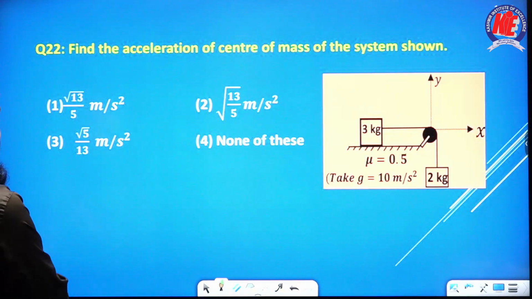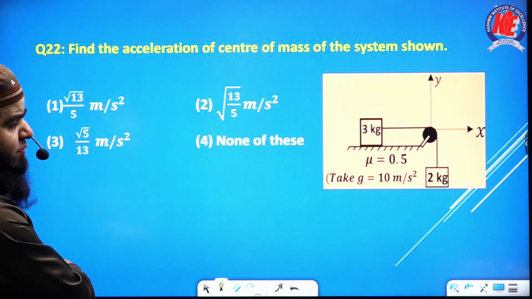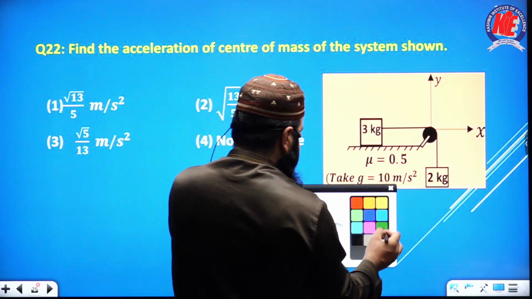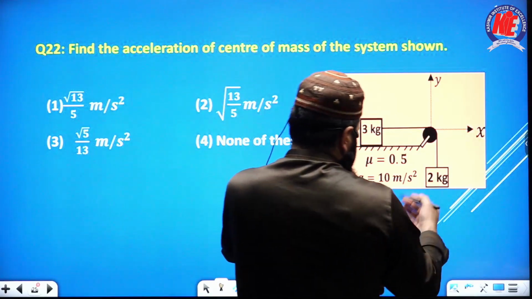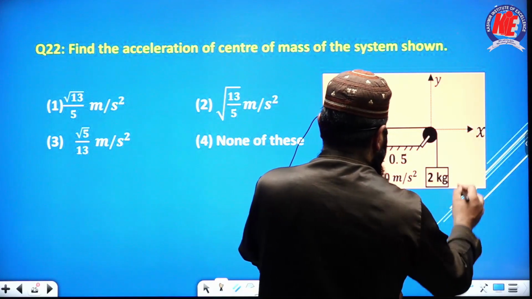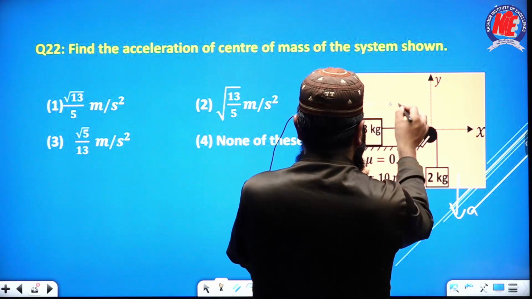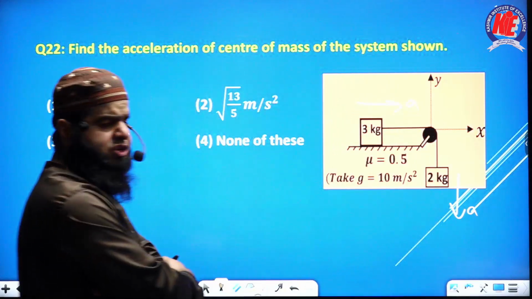Next one please. Find the acceleration of the center of mass of the system. अगर given system की बात करेंगे, we have to go for the acceleration of center of mass. For that we must know the acceleration of these two guys. Suppose this is going down with the acceleration a, definitely this will move towards right with the same acceleration a.